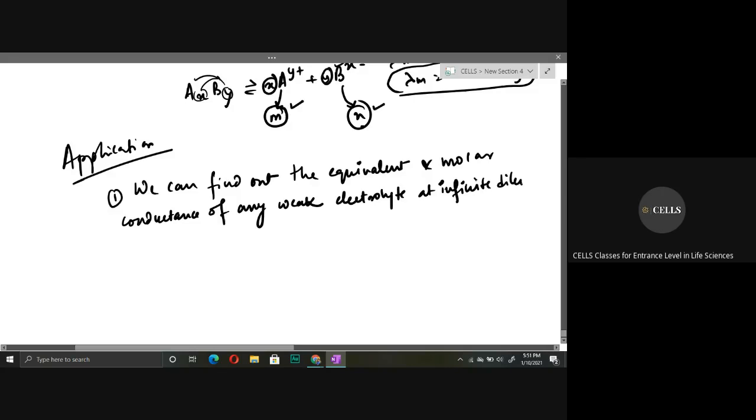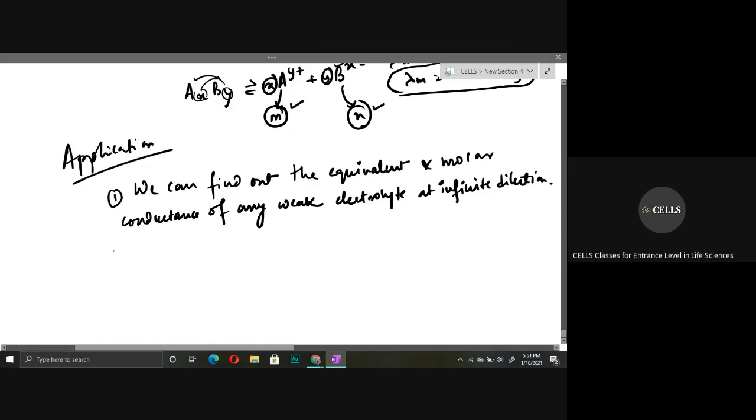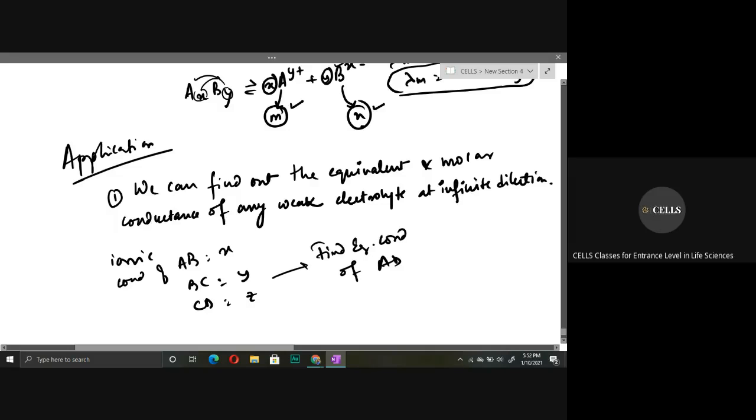It's very important. Okay. Suppose they give you a question like this: the ionic conductance of AB is given as X, of BC is given as Y, of CD is given as Z. Find the equivalent conductance of AD. How will you do it?